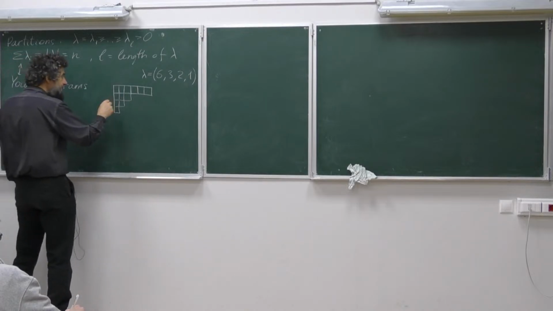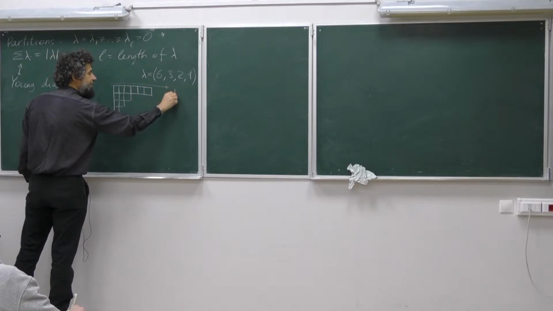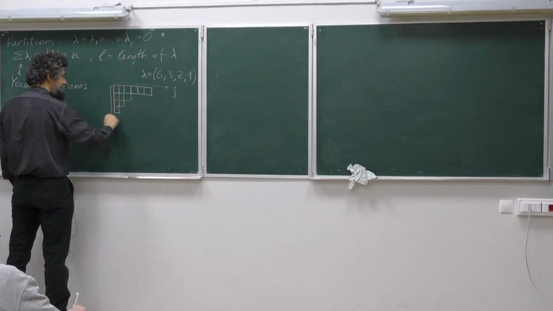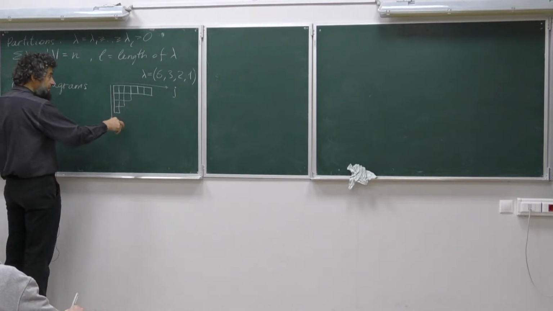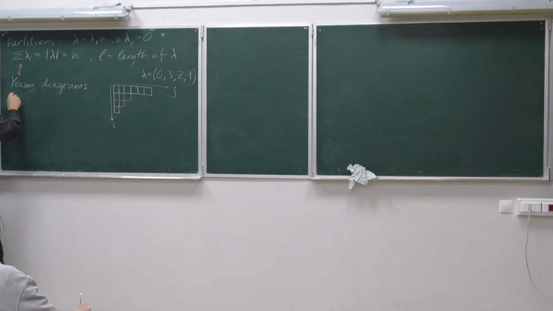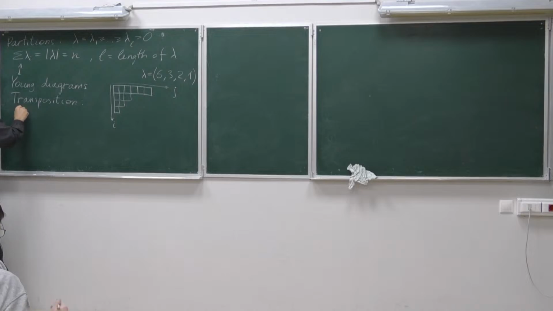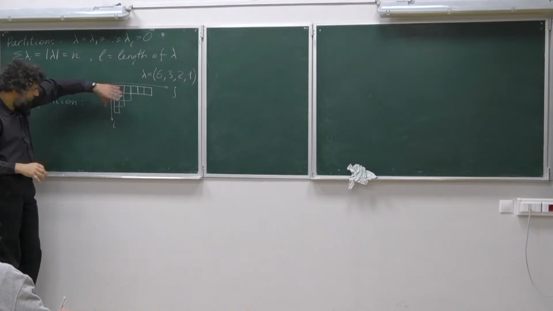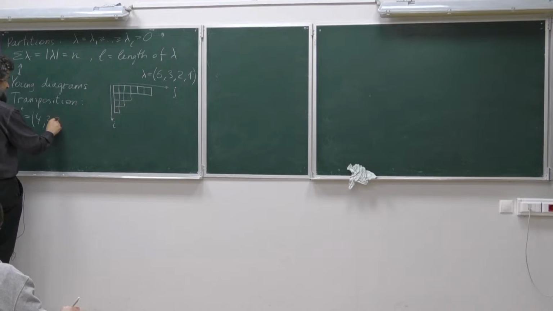And then this will be drawn on a coordinate plane. So this will be coordinate j, and this will be coordinate i. And then there is transposition. Lambda transposed, well, we just reflect it in the diagonal, so we get what? It's 4, 3, 2, 1, 1, 1.